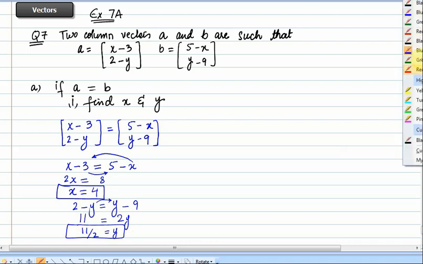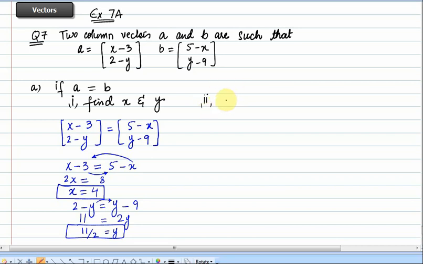In the next part, write down the negative of A as a column vector. That means you need to write down the negative vector of A. Do it. First you try it, then I will start.